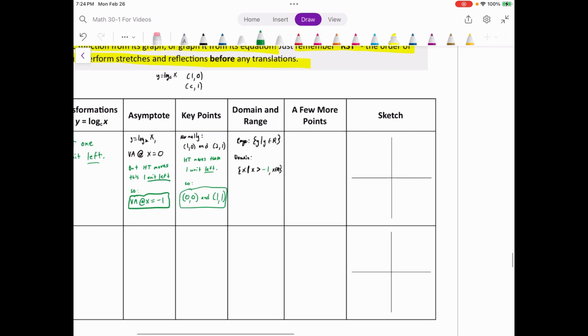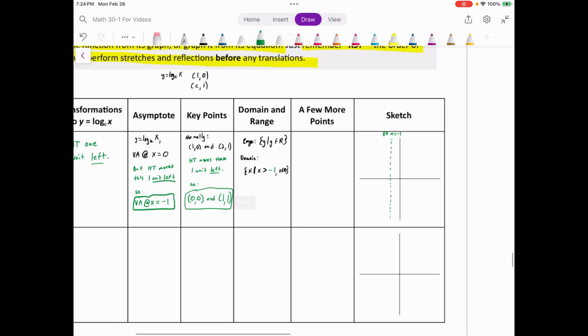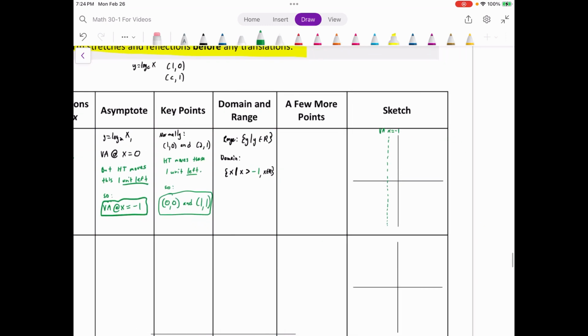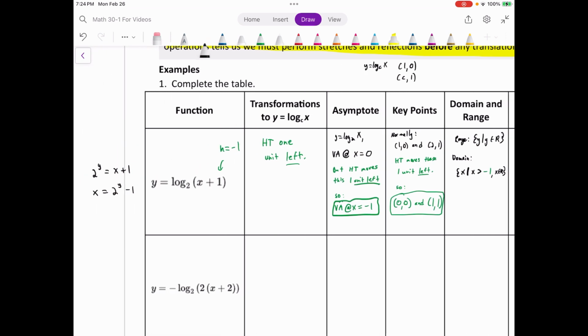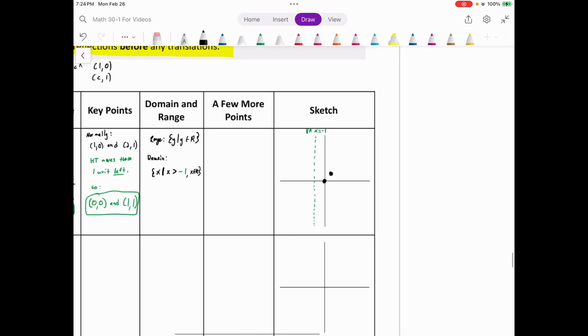We know we have a vertical asymptote at x equals negative 1. That alone is huge because now we know that x approaches that line. Now we also know a couple points that it passes through. We already found those, a few key points. (0, 0) and (1, 1) are two points that it will pass through. This already gives us an idea because we said that as y goes to negative infinity, x is going to go to negative 1. In other words, it's going to approach that asymptote like that.